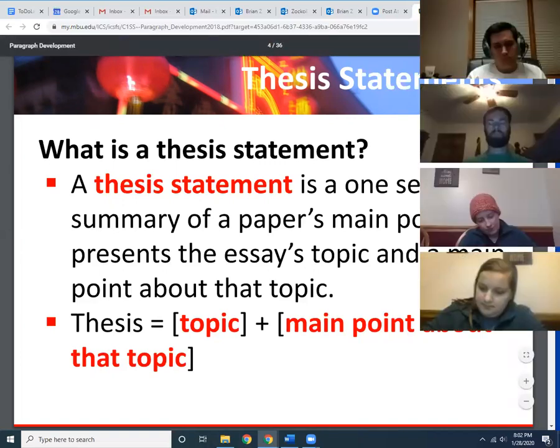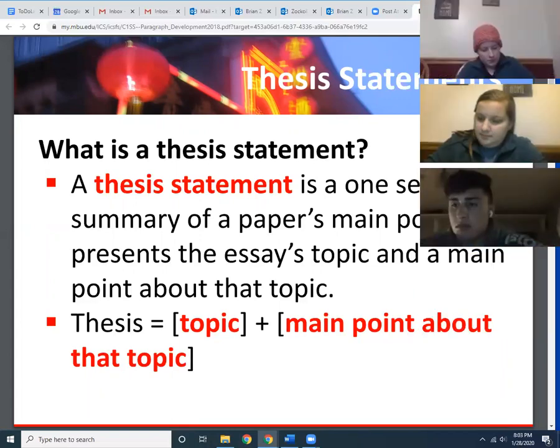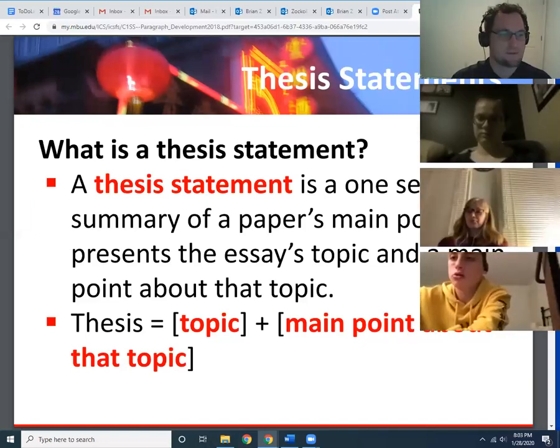Now, perhaps your pastor is good at this. Hopefully your pastor is good at making sure that when his congregation walks away, they remember what he was speaking about, even if it's one phrase, one line, a challenge for the week, whatever it might be. This is what we're talking about with a thesis statement. It wraps up the essay's topic and a main point about that topic.